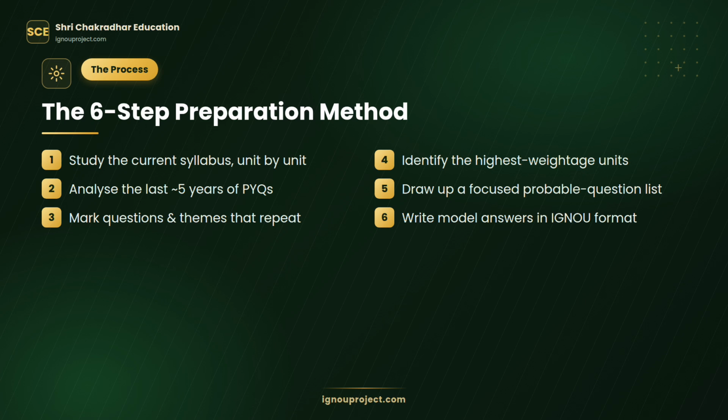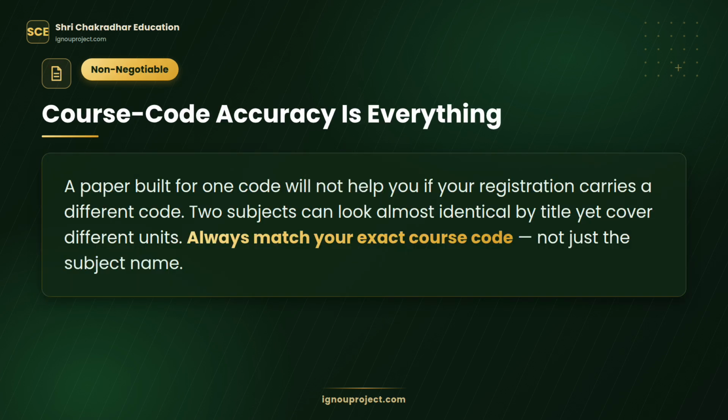First, the current official syllabus for the course is studied unit by unit. Second, the previous year question papers, ideally the last 5 years, are analyzed. Third, questions and themes that repeat across sessions are marked. Fourth, the units with the highest weightage are identified. Fifth, a focused list of probable questions is drawn up. And sixth, for a solved paper, model answers are written in the correct IGNOU format.